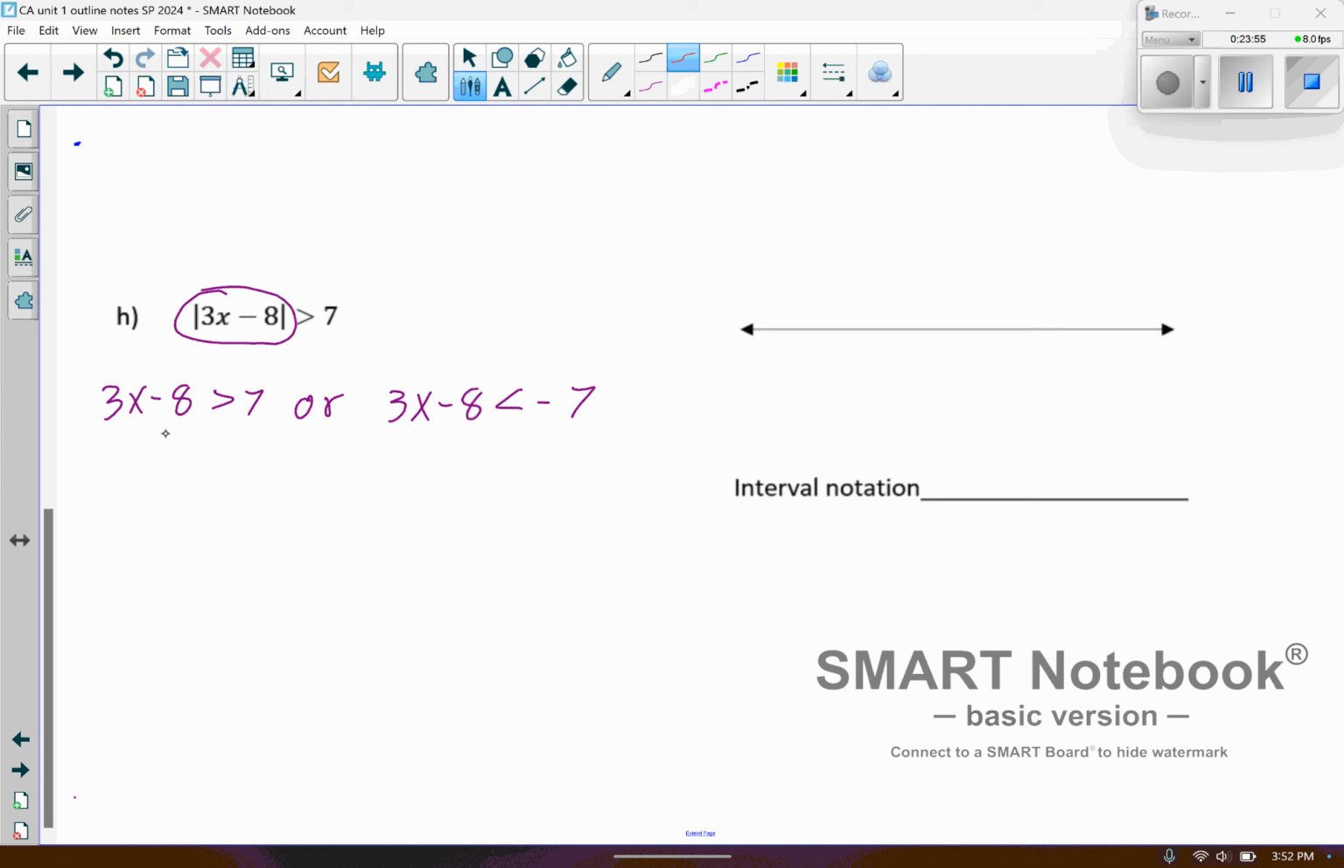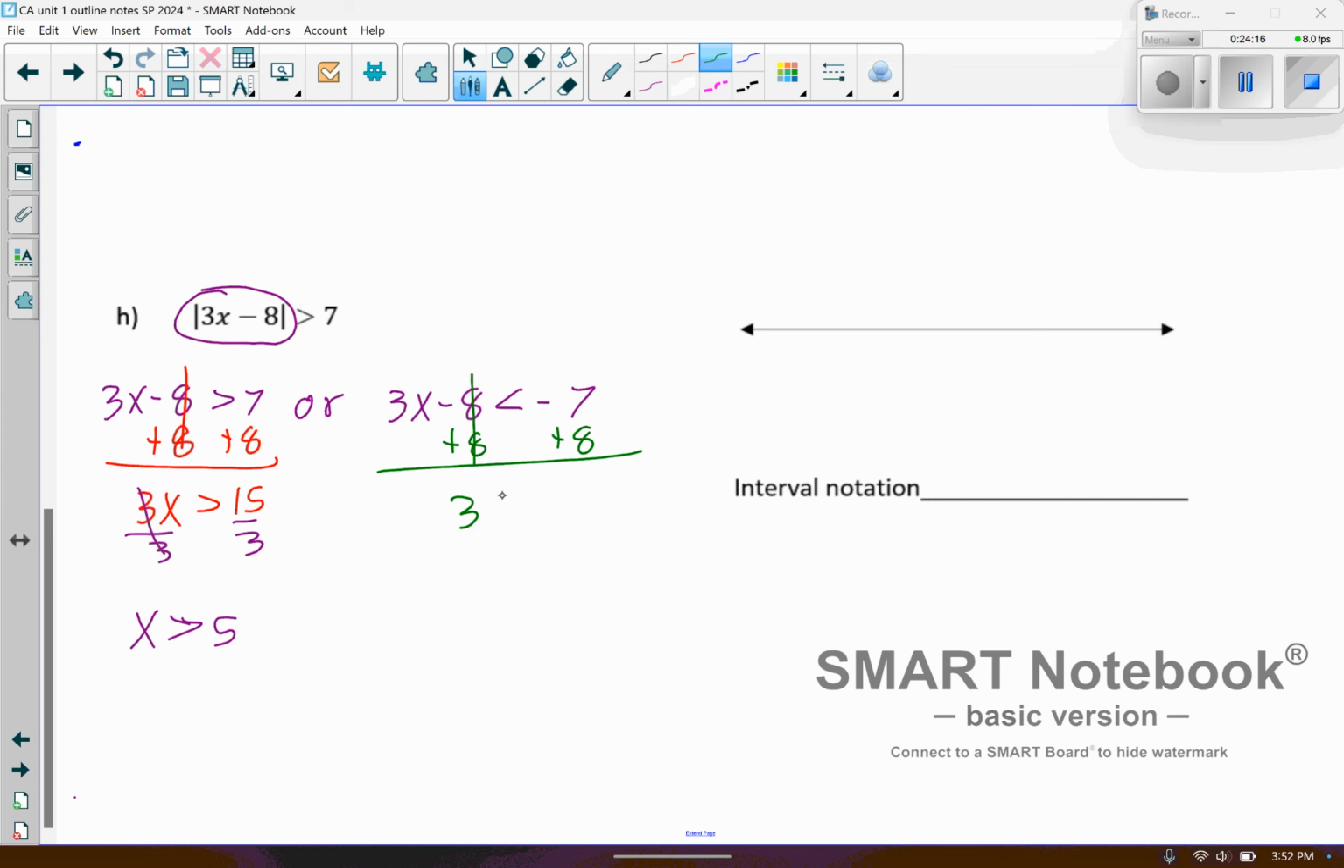Okay, so here we go. On this first one, we'll go ahead and add 8 to both sides. So we get 3x is greater than 15. And then we'll go ahead and divide by 3 on both sides, and we get x is greater than 5. And then over here, we're going to add 8 to both sides, and so we get 3x is less than 1. And then we'll divide by 3 on both sides, and so we'll get x needs to be less than 1/3.